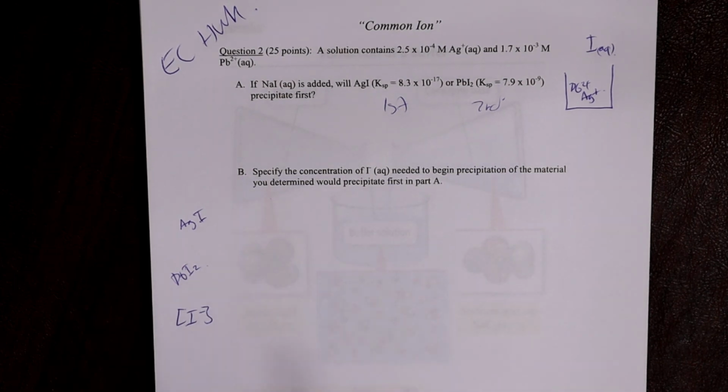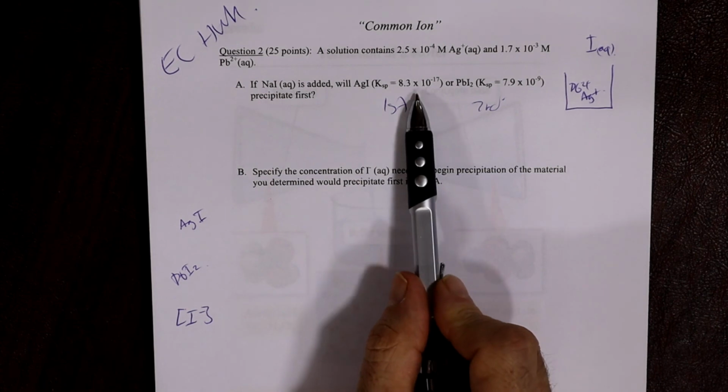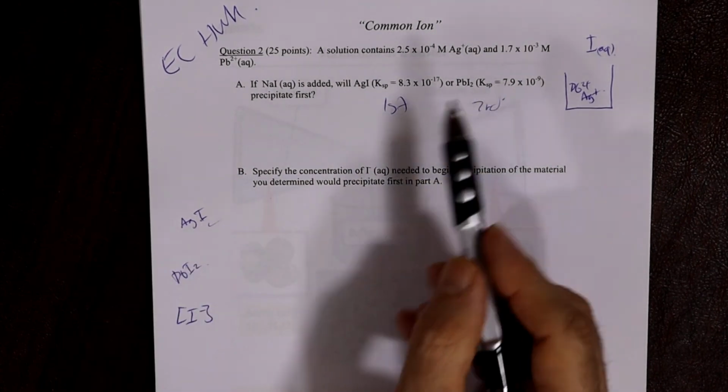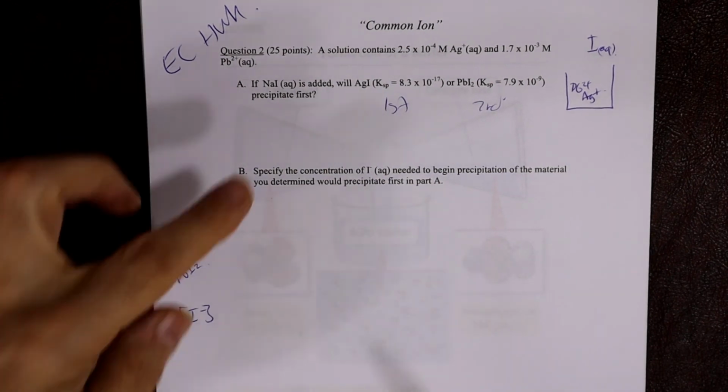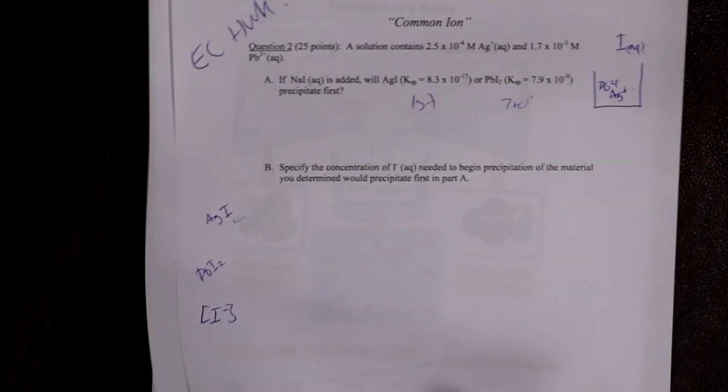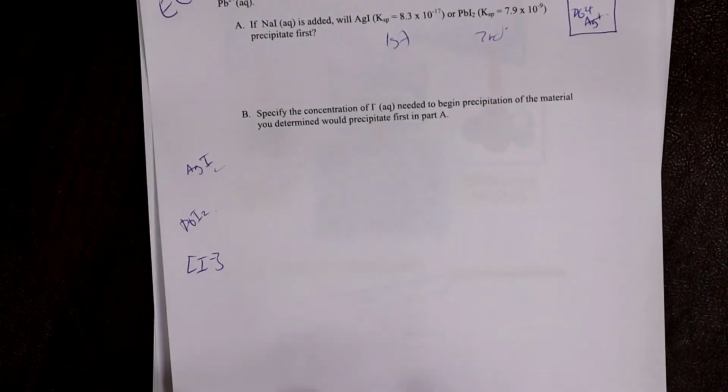And when that happens, you get a solid, okay? So obviously this one will happen first. You have a lower concentration of I minus to make that happen. And then this one will happen second, okay? So, work it through here, take a picture with your phone, send it to me as an email attachment, okay? And that's the end of the packet, all right.